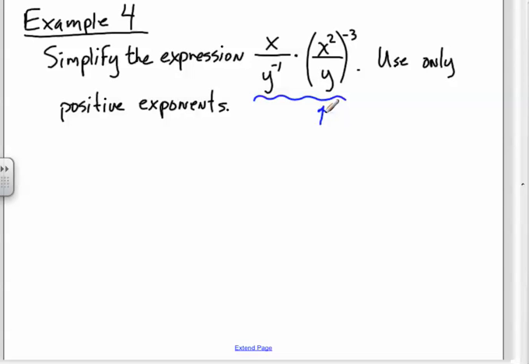It says simplify the expression x over y to the negative 1 times x squared over y all to the negative 3. Use only positive exponents. Well, the very first thing I'm going to do is rewrite this so that I can alter it some. The first thing I need to do is get rid of all these negative exponents. Well, the first fraction, I'm going to go down instead of to the right.